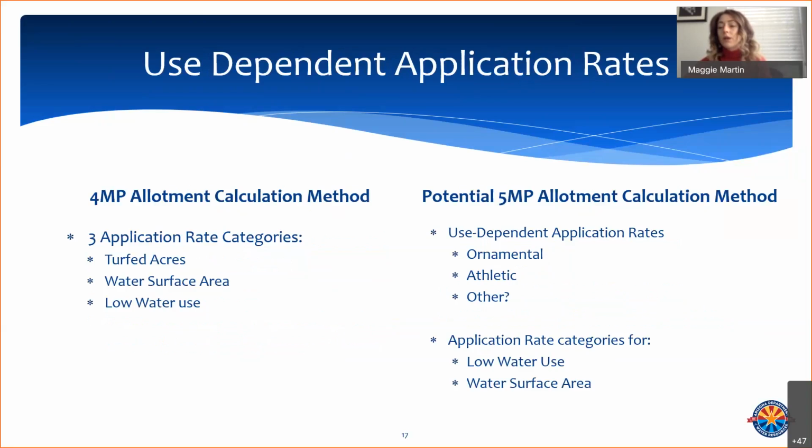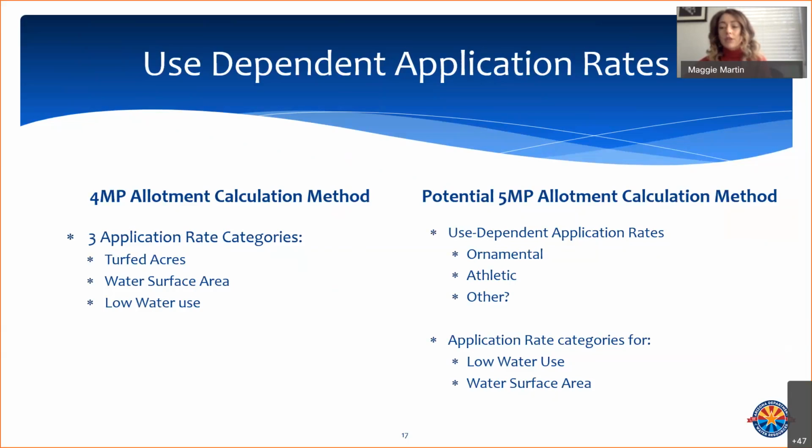Another idea is what we are calling the use-dependent application rate. This would update the way that maximum annual allotment is calculated. As always, the allotment would be calculated, but how the water is applied in each facility is delegated however the facility sees fit. This calculation method would acknowledge that different turf-related facilities do not have one type of turf or need to have one type of turf across the entirety of their facility.